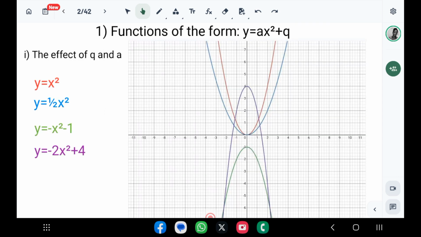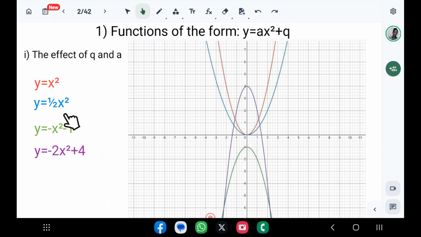Starting with the revision of grade 10 work, which is functions of the form y equals ax² + q. If you haven't watched that video, go watch that video, because I address all the grade 10 work in detail. So if you've got y equals x², you've got your graph right in the middle with the origin as your turning point.